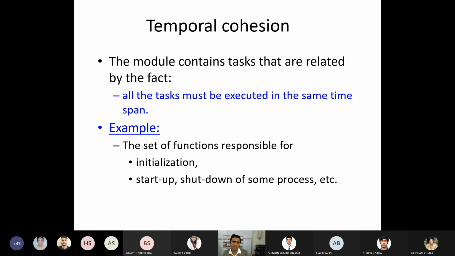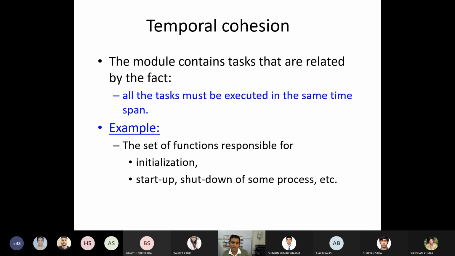Now, what is temporal cohesion? The module contains tasks that are related by the fact that all the tasks must be executed in the same time span. Maybe as part of a particular module you have 10 functions, and all 10 functions are required to be executed at the same time, or during a particular time span. Then we can say these functions of a module are temporally cohesive.